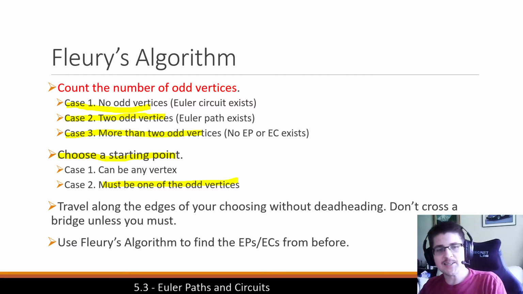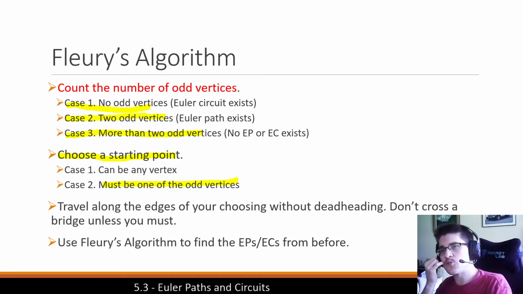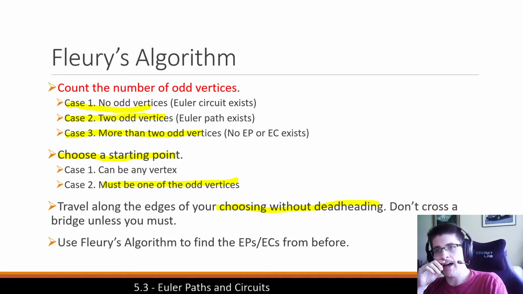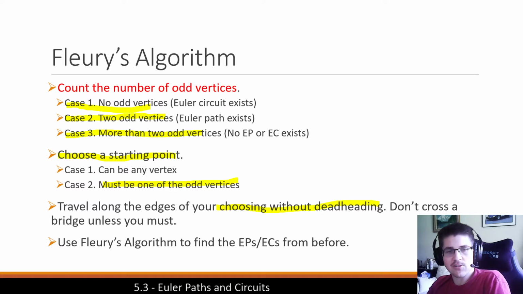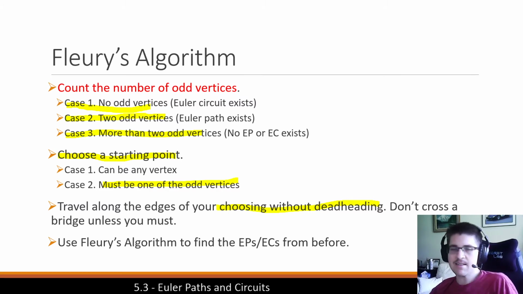Then what Fleury's algorithm says to do, and this is why I think it's not particularly helpful, it says to travel along the edges of your choosing without deadheading. So of course we're not going to deadhead because that's going to defeat the whole point. The whole point is to find an answer that does not deadhead. And basically, it just says do what you want, travel the edges of your choosing. It says don't cross a bridge unless you must. That's because technically you can't have an Euler circuit if there's a bridge, but you could have an Euler path with a bridge. A bridge is the only edge that connects the two parts. Once you cross it, you can't go back. And basically, it tells us to avoid a bridge.